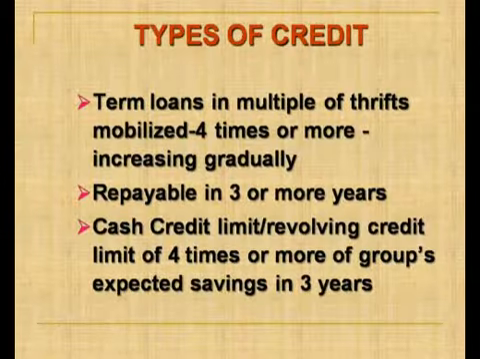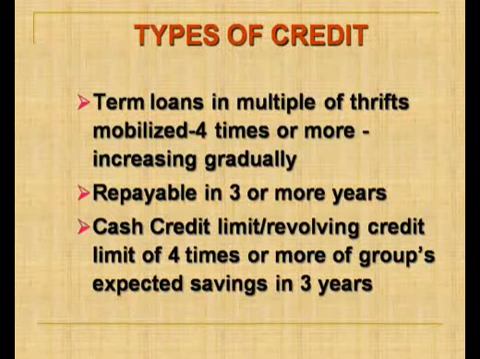So one, term loan in multiple of thrift, which can be 4 times or more depending on how the group is functioning, as well as their credit absorption capacity, meaning how much credit they need and how much they can utilize and pay back also. Then repayable in 3 or more years. Usually the repayment period is 3 or more years.